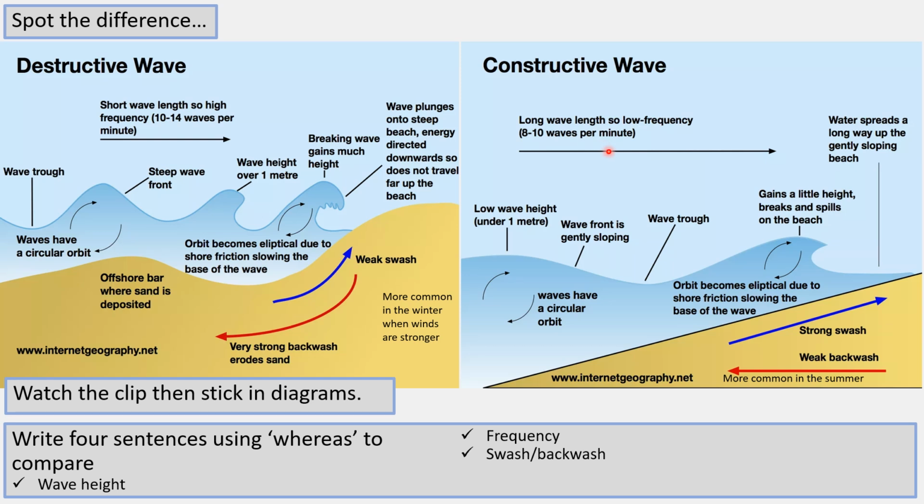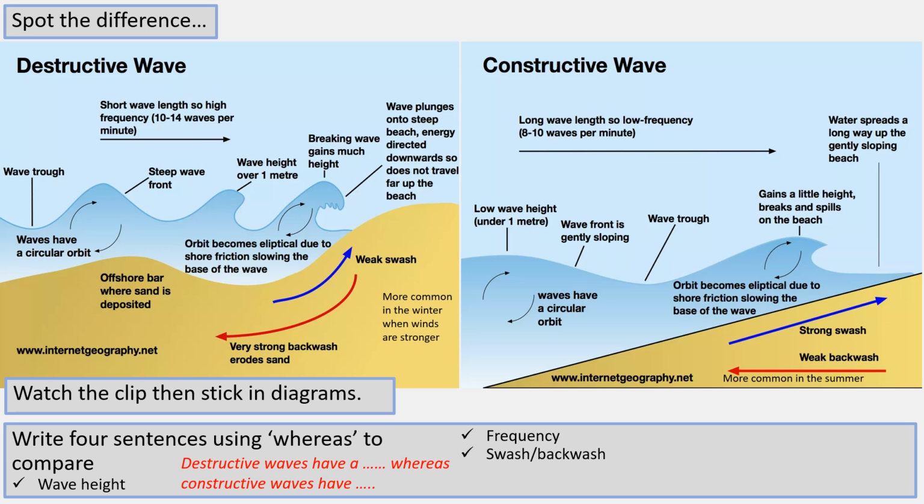So what I'd like you to do for me is write 4 sentences using the diagrams and the conjunction whereas to compare wave height, frequency, swash and backwash. A sentence starter is here where you might say destructive waves have a something, whereas constructive waves have a something. I'll give you time to pause it and then complete that task for me.